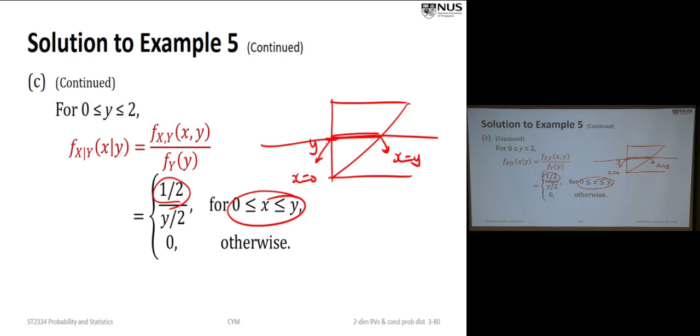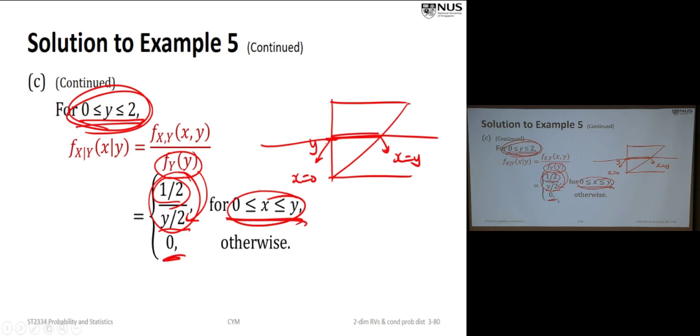So within this range, y between 0 and 2, the marginal of y is y over 2. So if this is valid and this is valid, the conditional distribution is given by this expression. If this is not true or this is not true, then it will be 0. Okay? So simplify it, you'll get 1 over y.